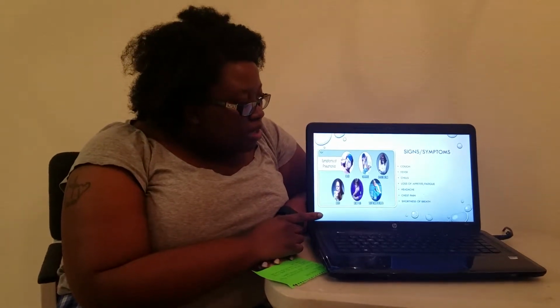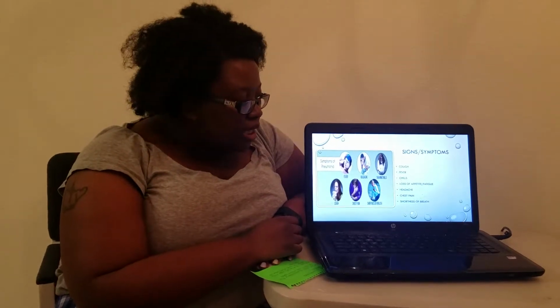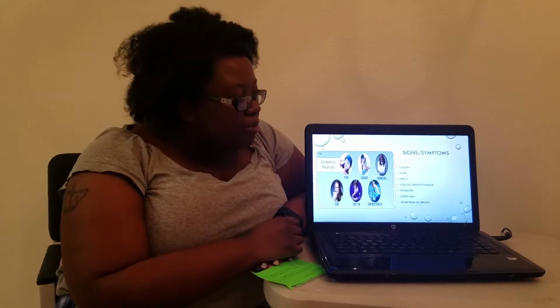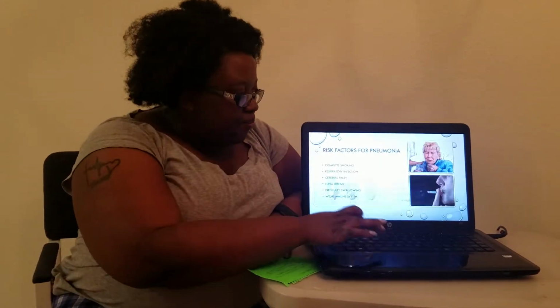Signs and symptoms of pneumonia are going to be fever, chills, temperature, a cough, loss of appetite or fatigue, weakness, chest pain generally from coughing and from the diagnosis of having pneumonia, and also shortness of breath.